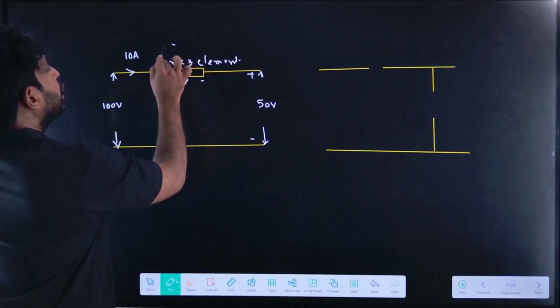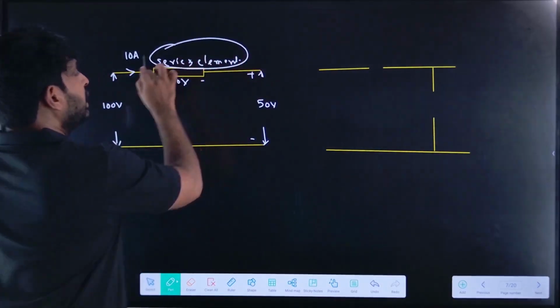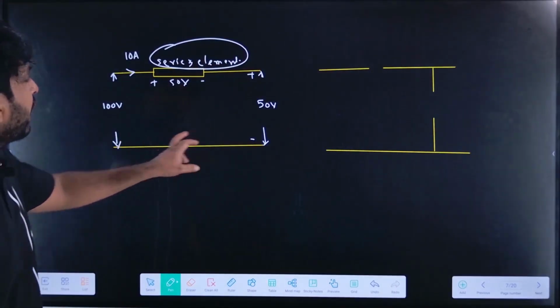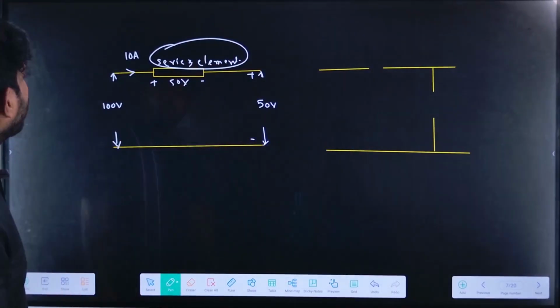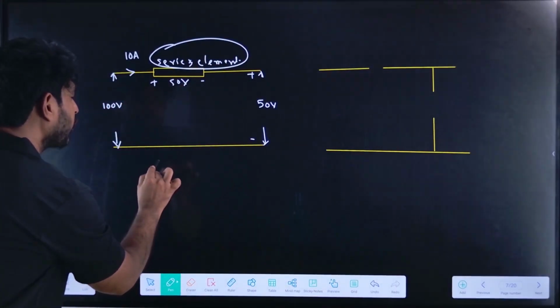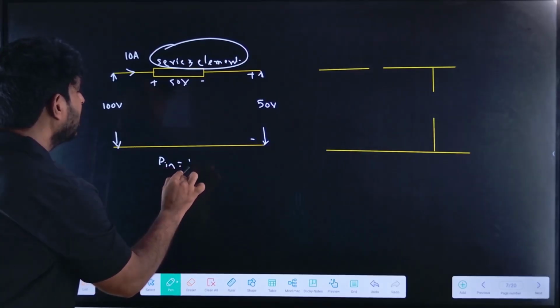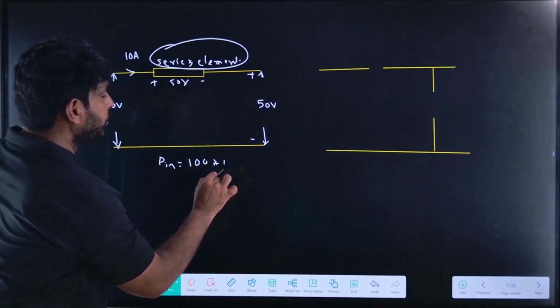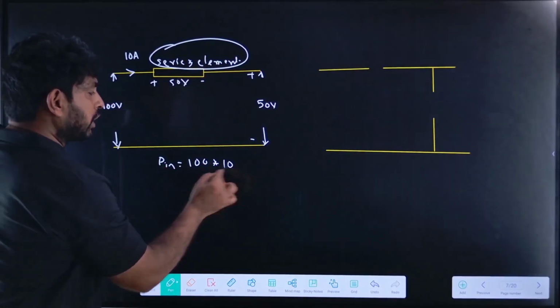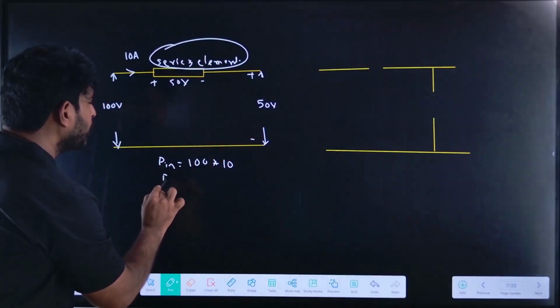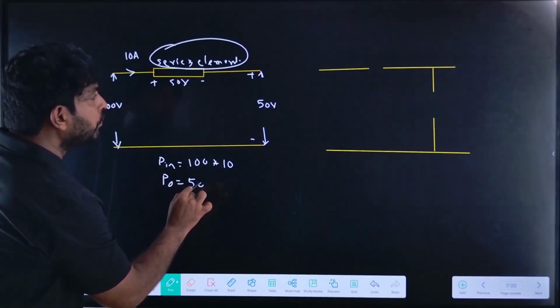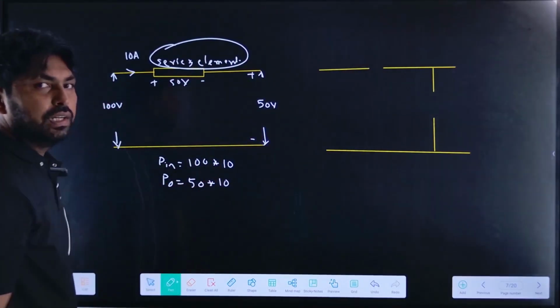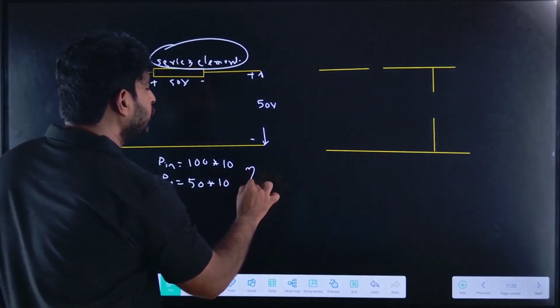Now, if I use only the series element here, and I find the output power, what will it be? Input power is equal to 100 into 10, which is equal to 1000 watts. If I find the output power, it is equal to 50 into 10. So what is the efficiency? It is equal to 50%.